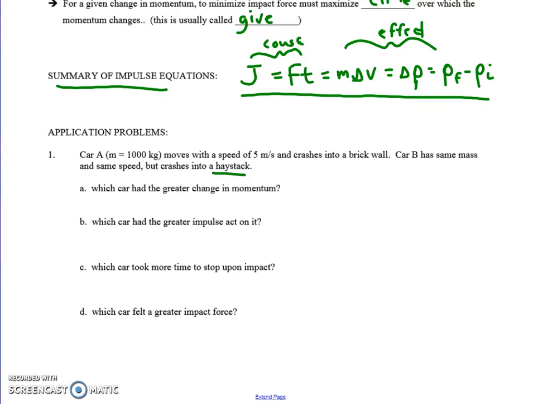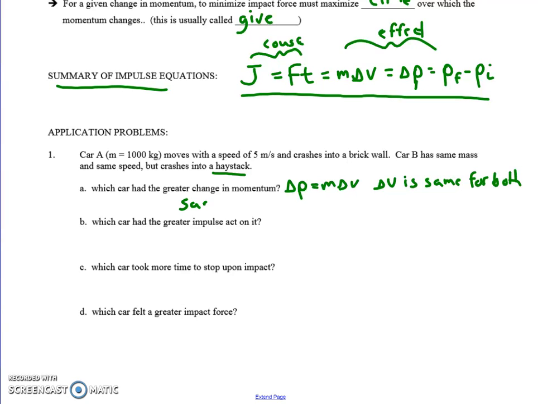Okay, so which car has a greater change in momentum? To help us understand which is better to hit, we're going to answer this series of questions. Well, the change in momentum, delta P, can be thought of in a lot of different ways. The easiest way to look at that is m delta V, and it's going to be the same for both, because delta V is going to be the same. Delta V is the same for both, because you're coming in with the same initial speed and they're coming to a stop, so it's going to be the same. So which car had the greater change in momentum? They had the same.